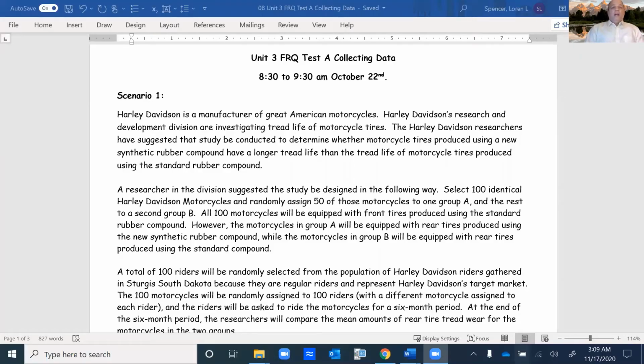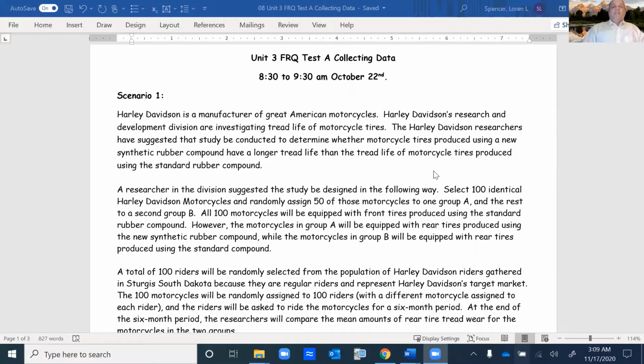Okay, this is an explanation for Unit 3 Test Version A, FRQ. So scenario 1, Harley-Davidson is a manufacturer of Great American motorcycles. Harley-Davidson's research and development division are investigating tread life for motorcycle tires.